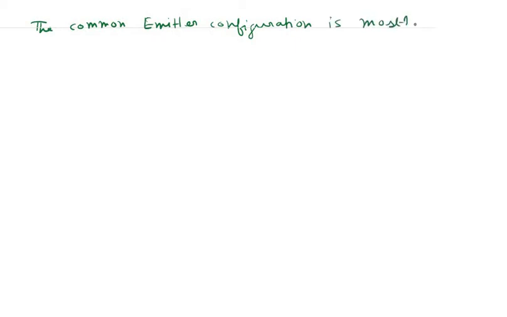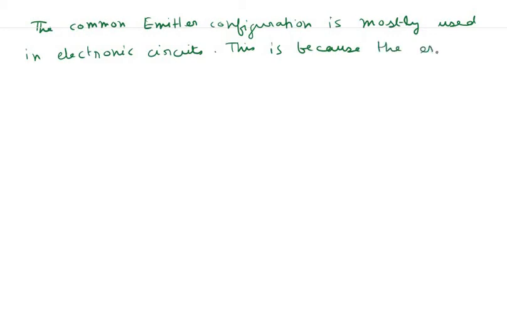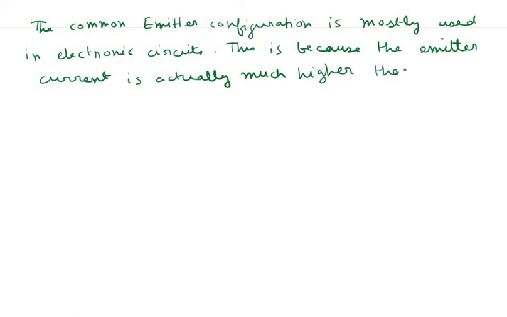So the common emitter configuration is mostly used in electronic circuits. This is because the emitter current is actually much higher than the base current.